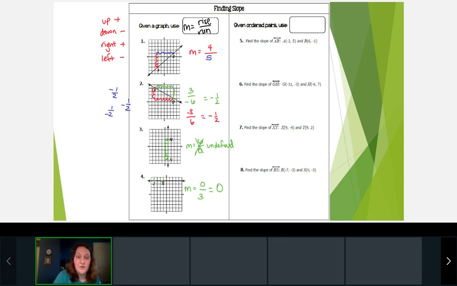Okay, so be careful. When you have a 0 in the denominator, it's undefined. When you have a 0 in the numerator, it's just 0. And here's another way you could look at it. Maybe you recognized this when you saw it. In number 3, this was a vertical line, so immediately you could have put undefined. And in number 4, this was a horizontal line, so immediately you could have just jumped straight to 0.